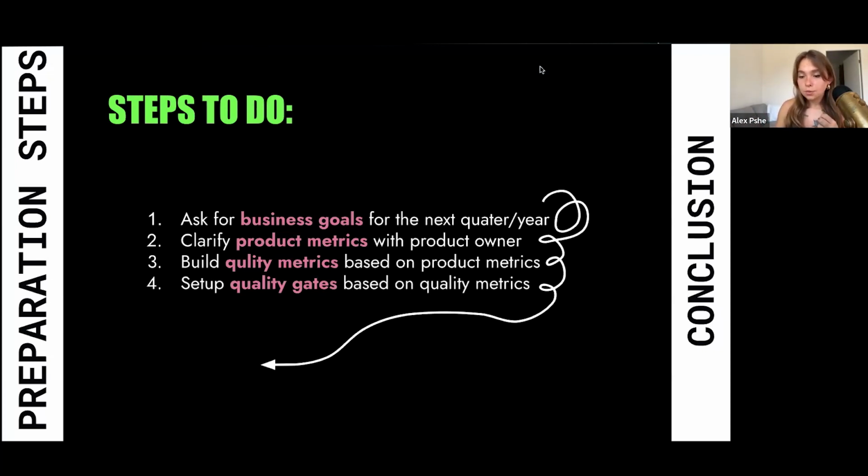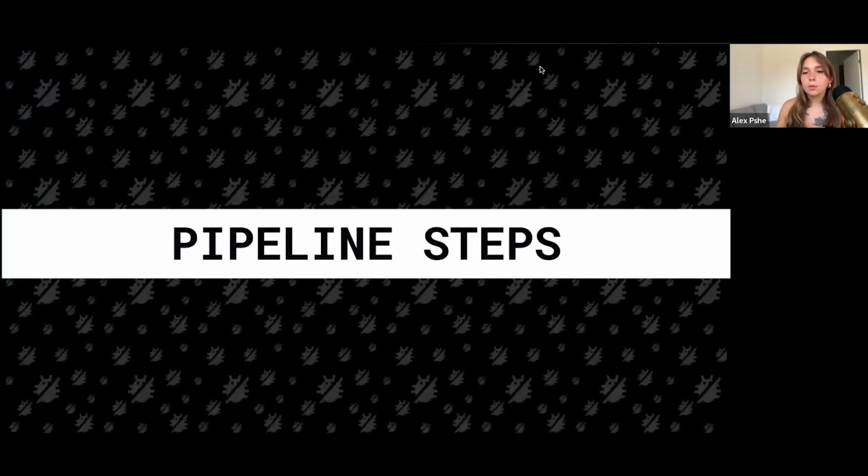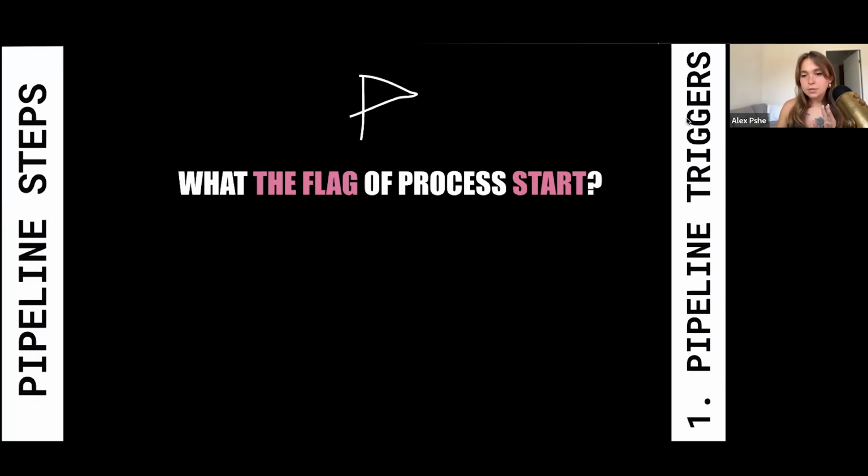Okay, the next step, as I said, is pipeline steps. The main question is: what is the flag for a process to start? Because when you try to build a draft of your pipeline, your first question would be, okay, how do we understand when we have to start our pipeline? So we have different types of triggers.